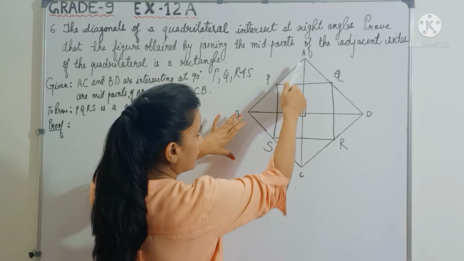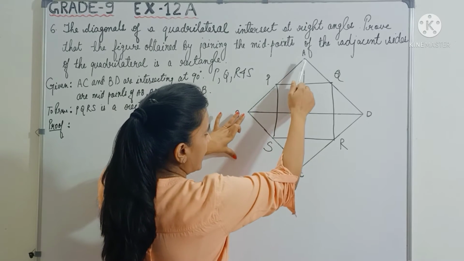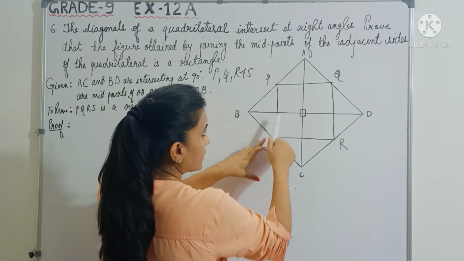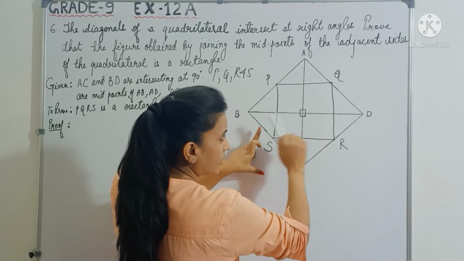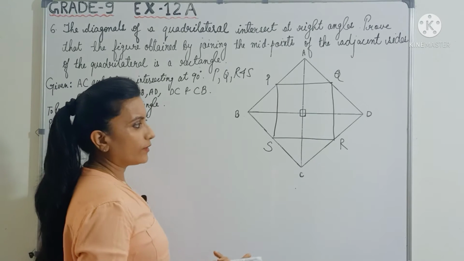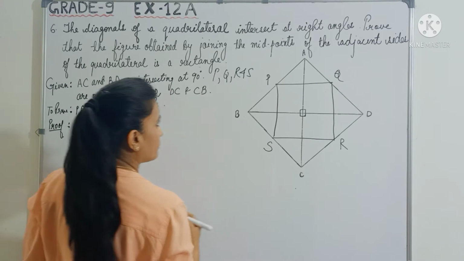So when you take triangle ABC and triangle ADC, you will be showing that PQ and SR are equal and parallel to each other. So it's up to you. You can show any one pair of opposite sides are equal and parallel.